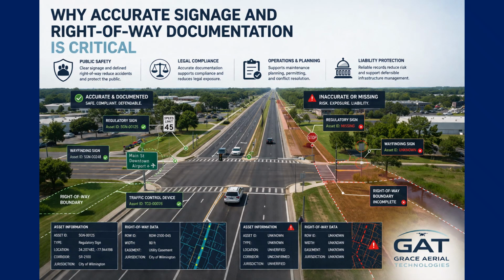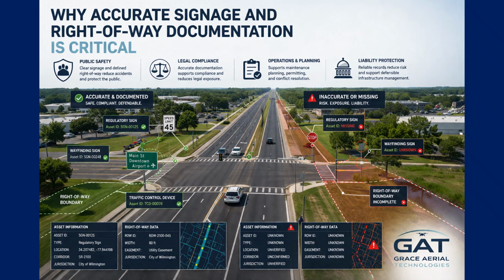Let's move on to why this matters to infrastructure owners and why accurate signage and right-of-way documentation is critical. Signage and right-of-way assets directly affect public safety, legal compliance, and agency liability. So missing, mislocated, or underdocumented signage can lead to accidents, enforcement challenges, and legal exposure.